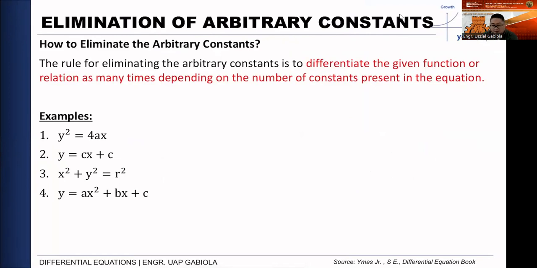So dito sa first equation, we have y squared is equal to 4ax. Alin ang arbitrary constant natin? A po. Okay, so A, since only one arbitrary constant is present, we can differentiate yung ating first equation once lang.